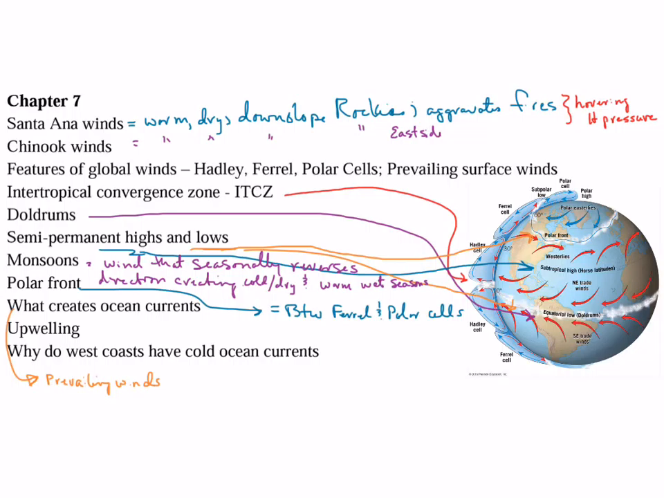And upwelling makes fishies happy and makes fishermen happy. So upwelling is usually along the west coast of continents, but it's bringing up cold water and nutrient-rich water from down below.